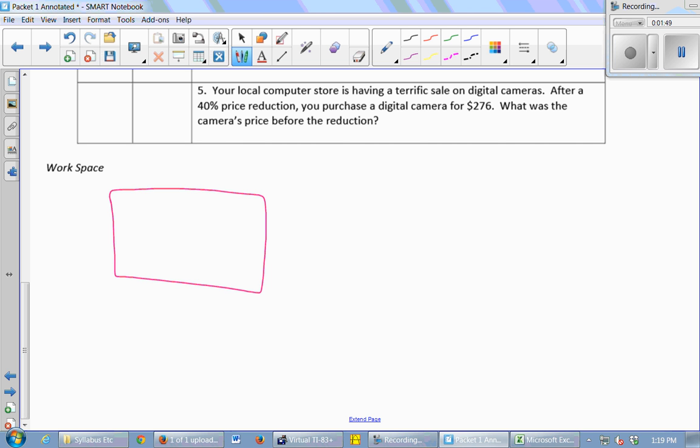Everybody ready? All right, so one side, the width is X, the length is X plus 200. And what's the perimeter of a rectangle? How do you figure it out? You would add all the sides together. So we would have X plus 200 plus X plus 200.